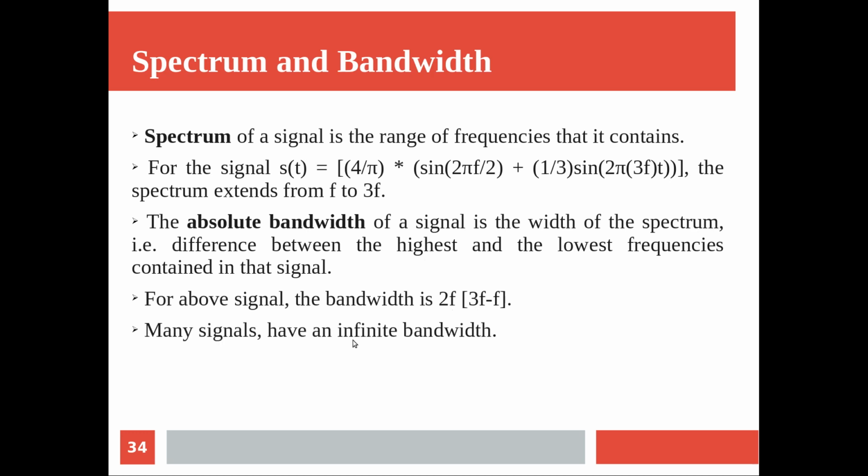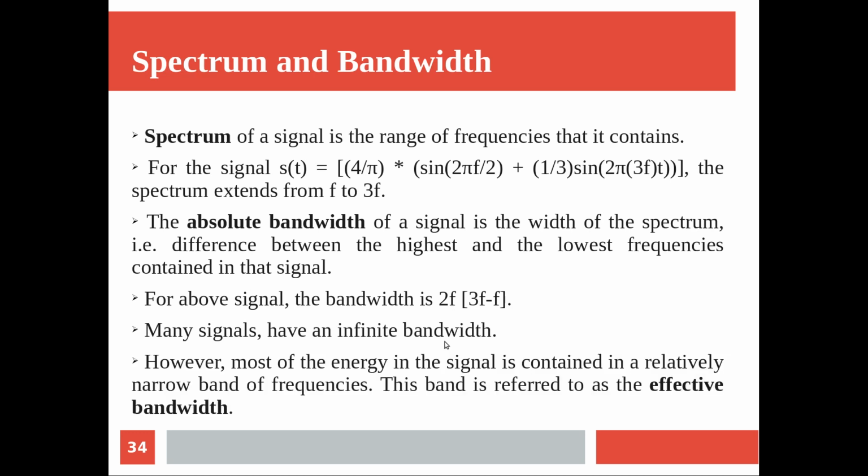Many signals have an infinite bandwidth if the spectrum is of infinite size, right. However, most of the energy of a signal is contained in a relatively narrow band of frequencies, and this band is referred to as the effective bandwidth. That is not about the example we considered. If somebody asks you what is bandwidth, you can assume absolute bandwidth only. Effective bandwidth is a different concept. Absolute bandwidth, hope it is clear: what is a spectrum, what is the width of that, and here in this example, 3f minus f, 2f.